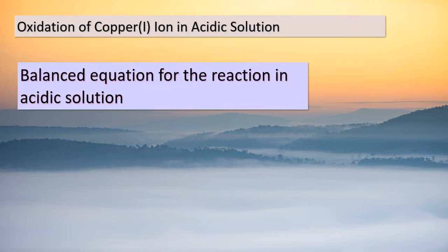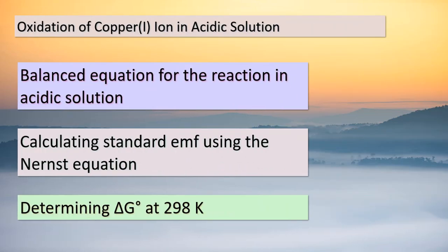Great job, students! Now, let's move on to our second example, the oxidation of copper ion to copper ion in acidic solution. We'll begin by writing the balanced equation for this redox reaction. As always, our trusty tool, the Nernst equation, comes into play to calculate the standard EMF. This gives us a glimpse of the energy changes occurring during the electron transfer.